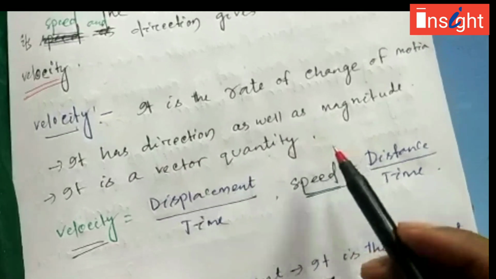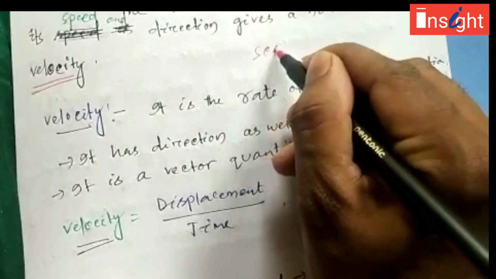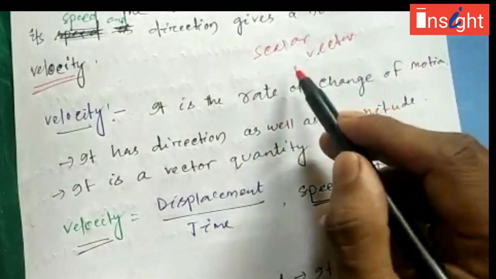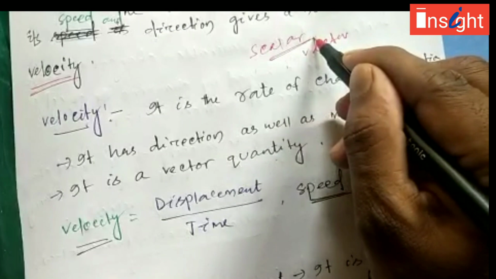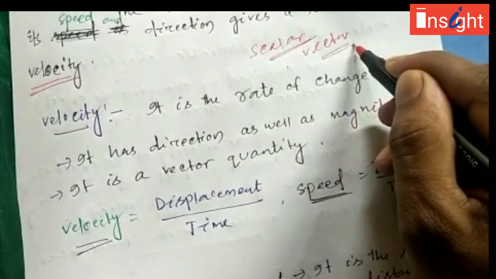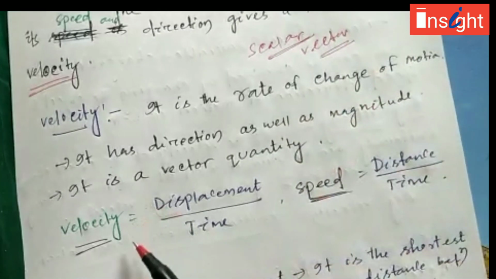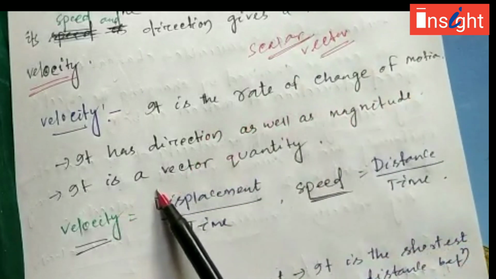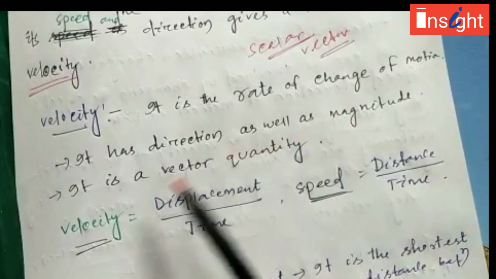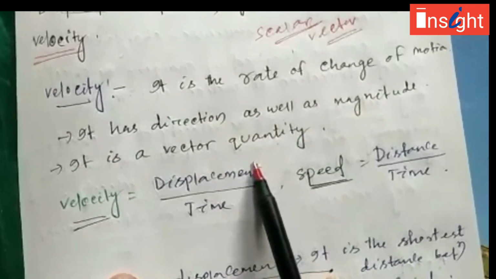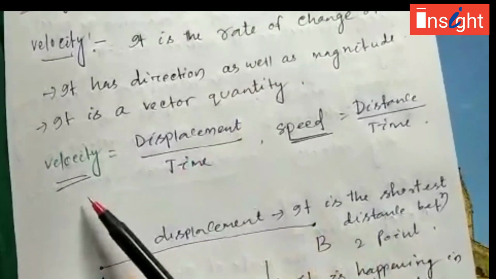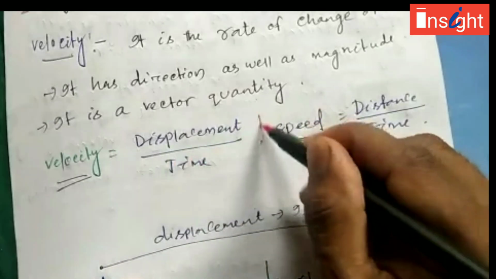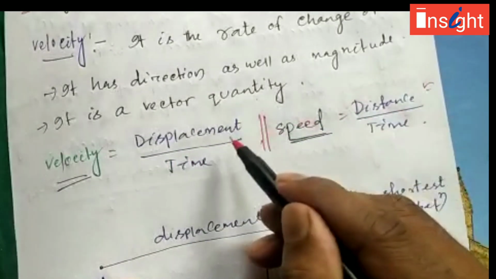Physical quantities are of two types. One is scalar quantity, another is vector quantity. The scalar quantity has only magnitude, but the vector quantity has direction as well as magnitude. So velocity is the rate of change of motion, and it has direction as well as magnitude. It is a vector quantity. Point out: velocity is displacement by time, and speed is distance by time.